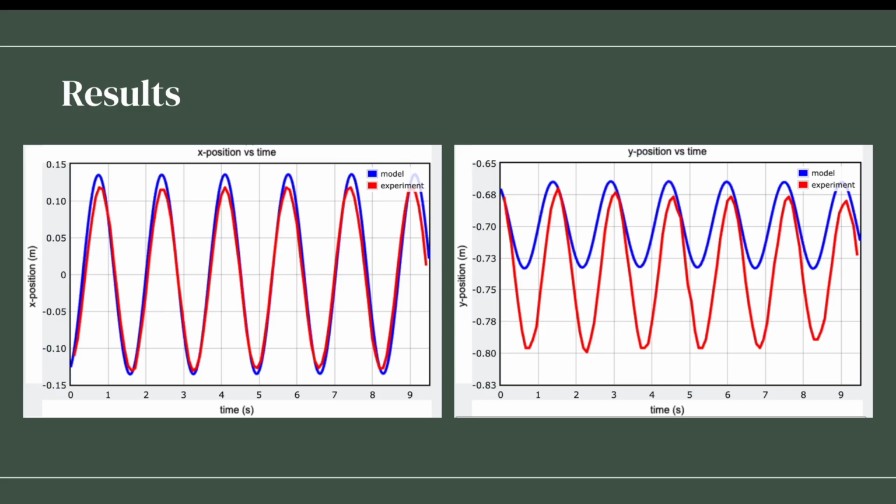After inputting the observed data and running the code, I got these two graphs. As you can see, the x position versus time graph is a lot closer together for the model and experiment data, while the y position versus time graph is a lot farther apart.